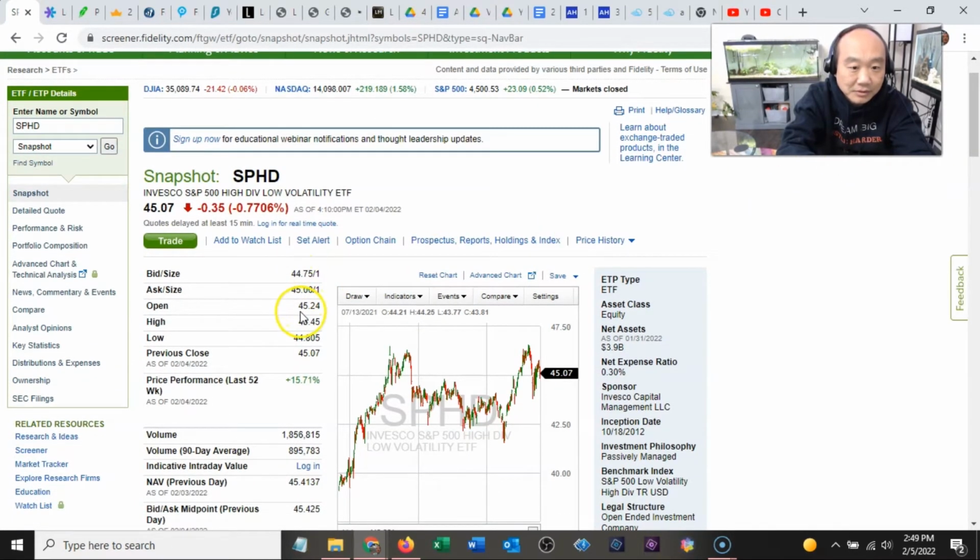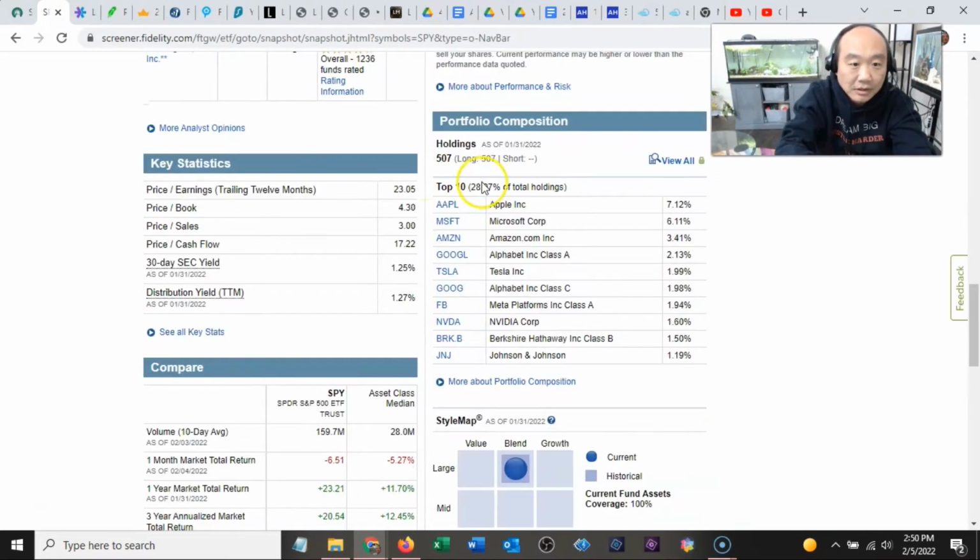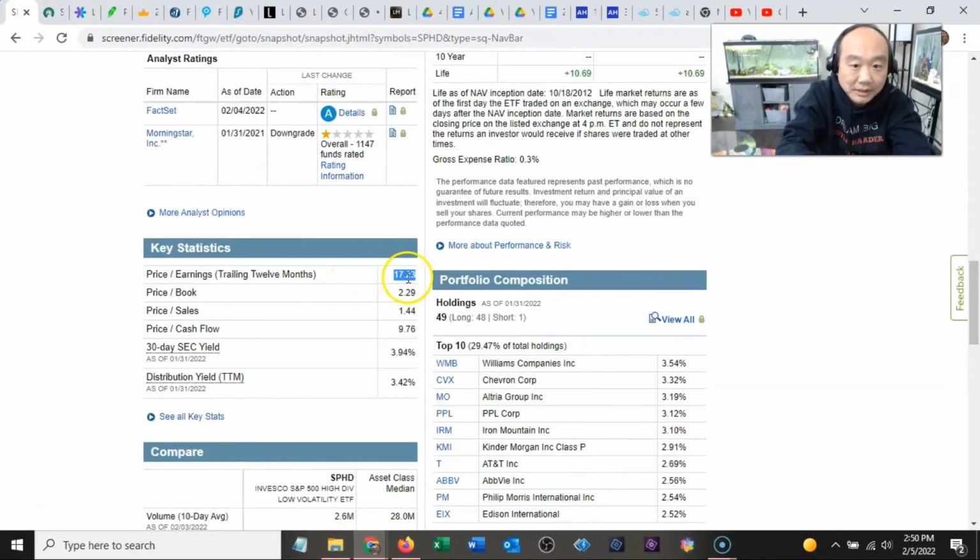So let's take a look at the numbers here. Last 52-week performance, 15.71. We took a look at that. Okay, the key statistics. Price to earnings, trailing 12 is 17.23. That's pretty good considering the S&P 500 is what, 20 something? Compared to the SPY, the trailing 12 is 23, so definitely a lower PE multiple. Price to book 2.29, price to sales 1.44. That looks pretty good.